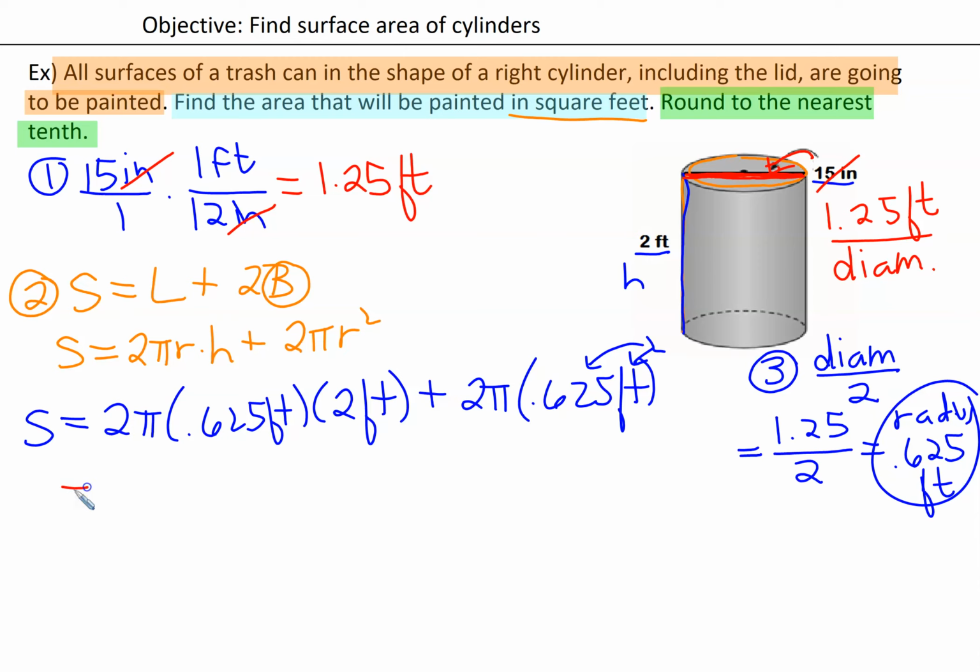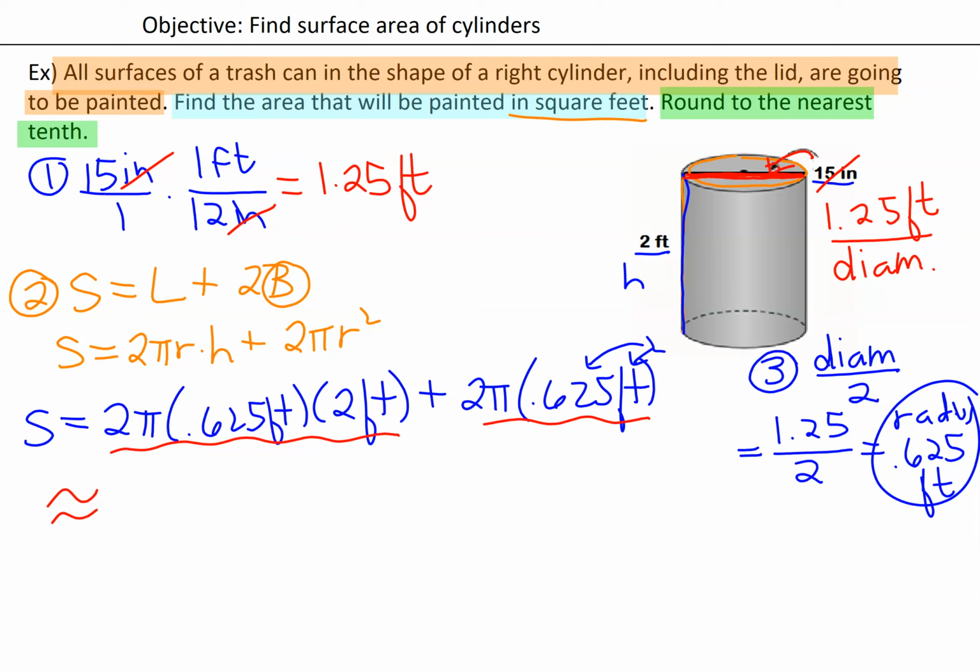Now, personally, I would recommend that you just use your calculator to do the entire calculation. You don't really need parentheses because you want the multiplication to be done before the addition, and it will be. That is the natural order of operations. So I just put in my calculator 2 times pi times 0.625 times 2 plus 2 times pi times 0.625, hit the squared key and then hit equals, and then we're going to round. So let's change this to an approximation symbol. All right, let's try the calculation.